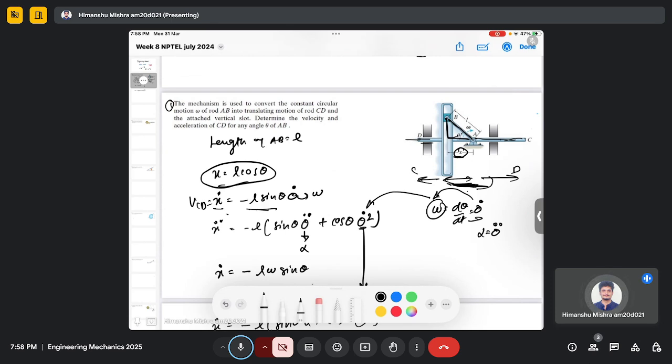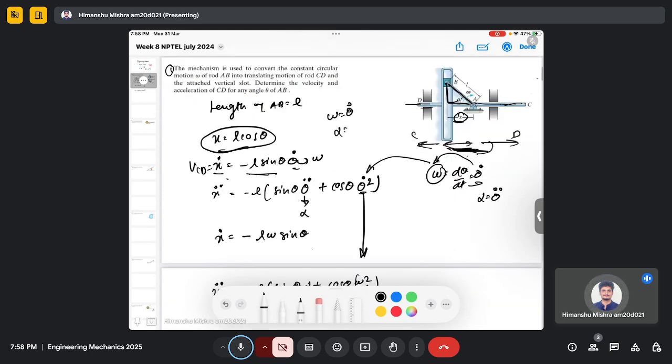It will be L sine theta, theta dot. Your omega is theta dot, and your angular acceleration is theta double dot or omega dot. So you will get x dot as minus L sine theta, theta dot, and this theta dot will be omega, so it becomes minus L omega sine theta. This is the expression for the velocity of CD.